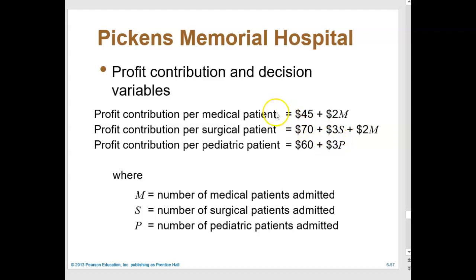And furthermore, if medical patients are transferred to the surgical patient category, then they further increase the profit contribution by $2. And the same way for pediatric patients, each additional pediatric patient increases the profit contribution of that category by $3. So the first pediatric patient gives a profit contribution of 63. The second pediatric patient gives a profit contribution of 66, and so on. Here in all of these expressions, M, S, and P refer to the number of patients in that category.